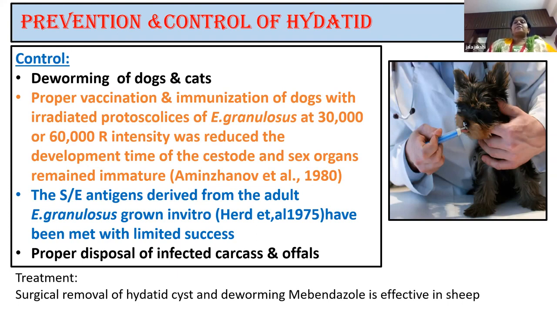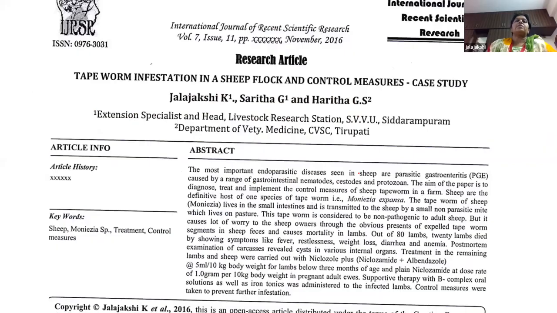1980 research. The secretory and excretory antigens derived from adult Echinococcus granulosus in vitro have shown limited success. Proper disposal of all infected carcasses and offals is also recommended, and some research showed that treatment with niclosamide showed no benefit in terms of weight gain and fecal consistency between the treated and untreated lambs. This is all the research part of Echinococcus.